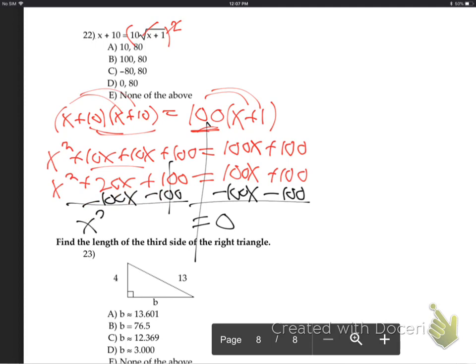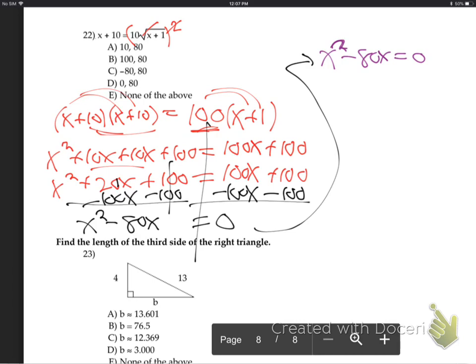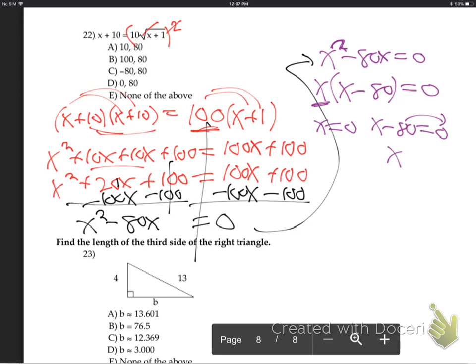These are gone. x squared minus 80x is 0. Bring it up here. So we have x squared minus 80x is 0. What do we do now? You separate it, make it factor. Take out the x. What now? Each one gets their own 0. x alone gets a 0, and x minus 80 gets 0. Jump that over. 80 and 0, maybe.